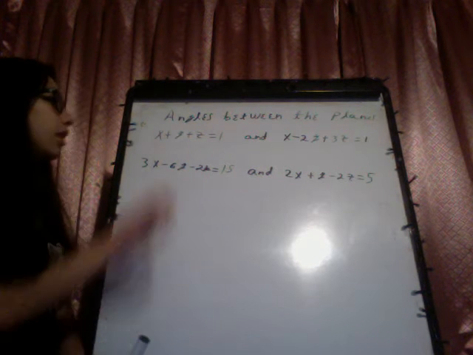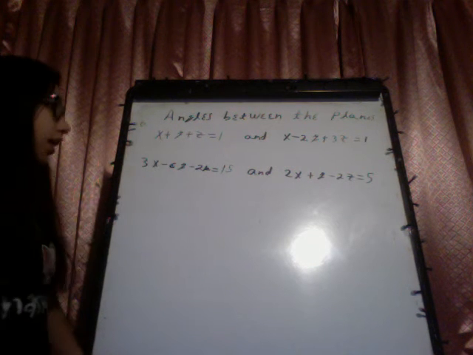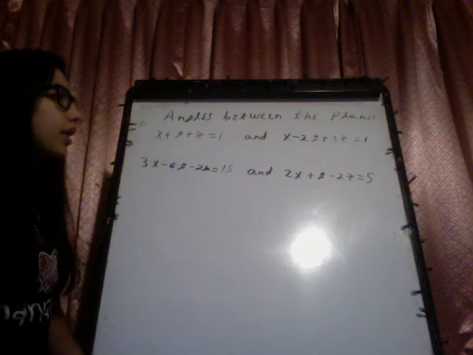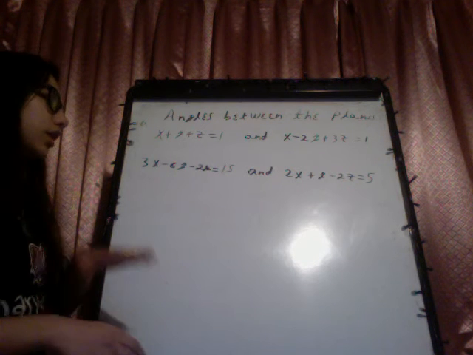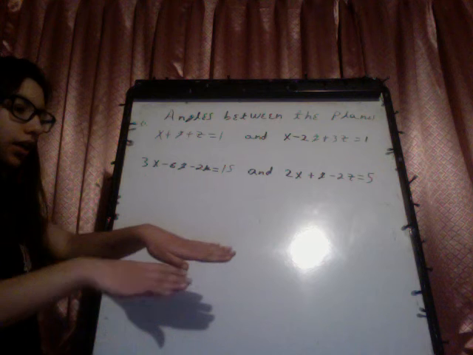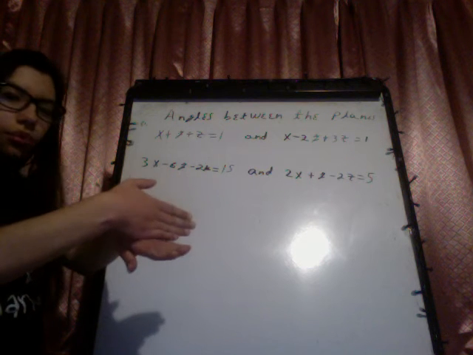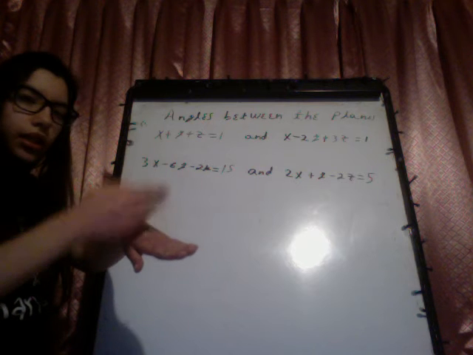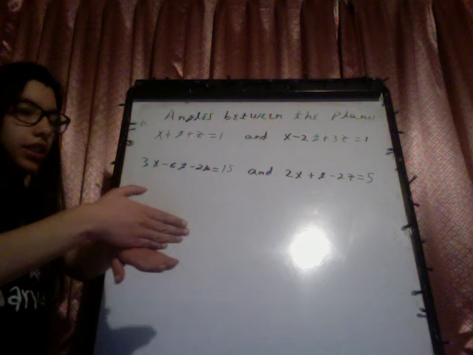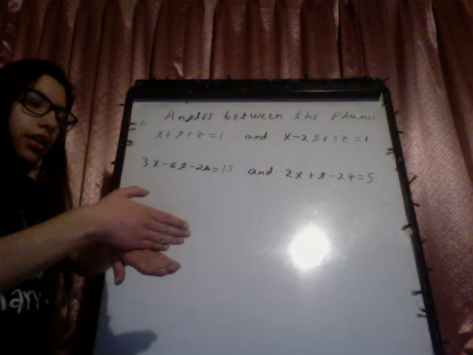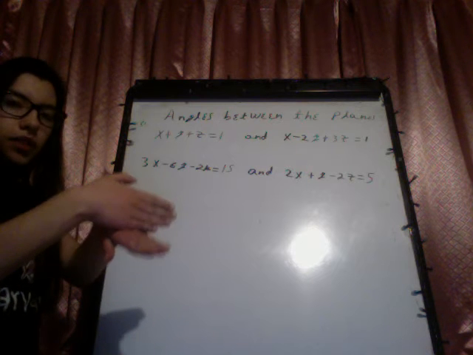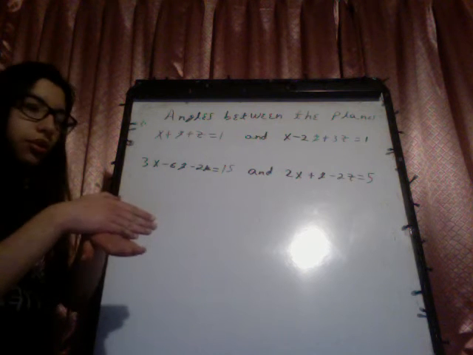Alright, first, we have the plane x plus y plus z equals 1 and x minus 2y plus 3z equals 1. Let's say that I have this plane and this plane, and I want to know the angle of intersection. This is the same angle as the angle that their respective normal vectors produce.